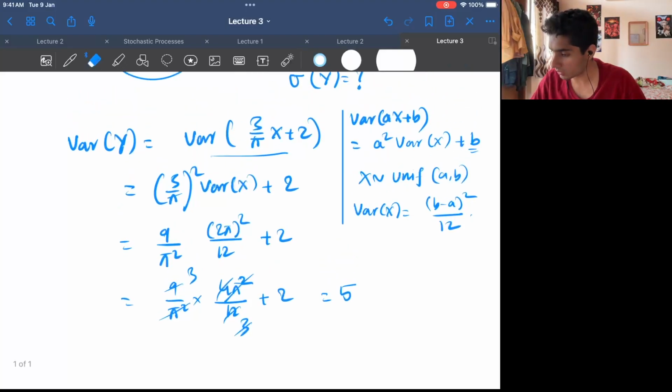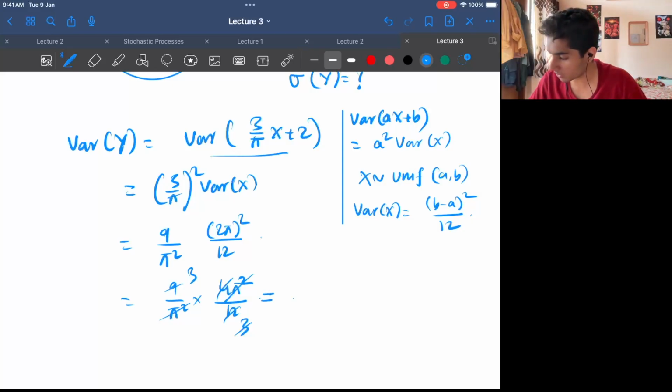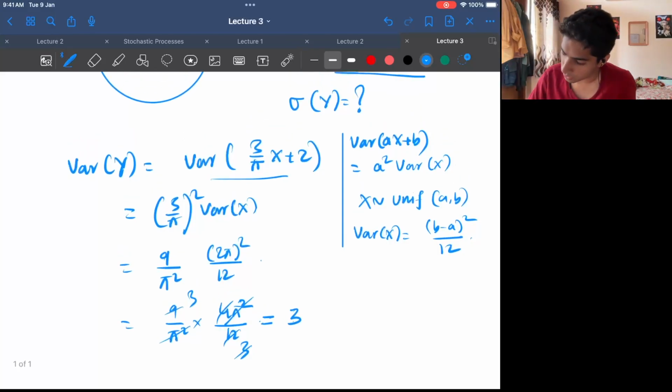Oh, I think I did make one mistake. There should not be this b, right? Because b is doing nothing. Sorry. I am really sorry. I applied the mean formula here. That's a mistake. So this will just remain 3. I made one mistake.